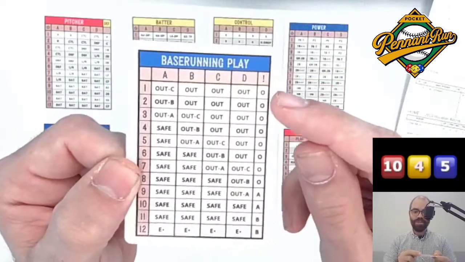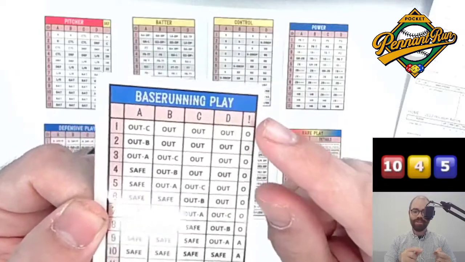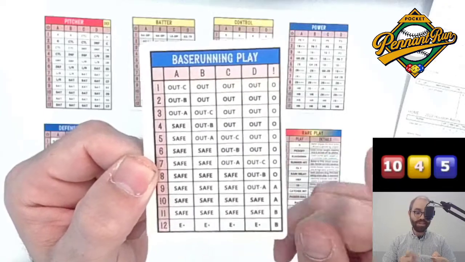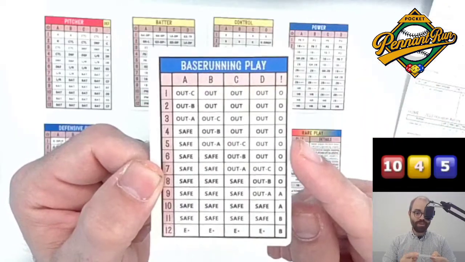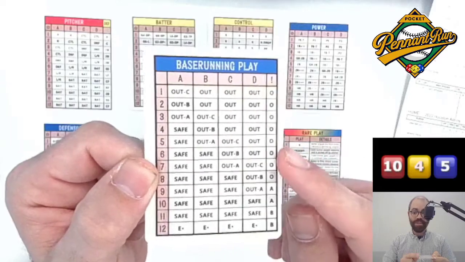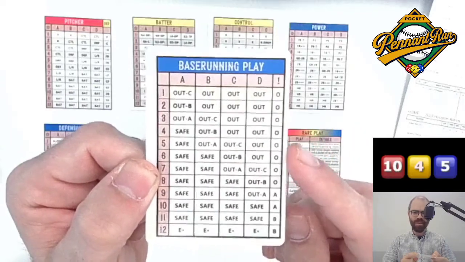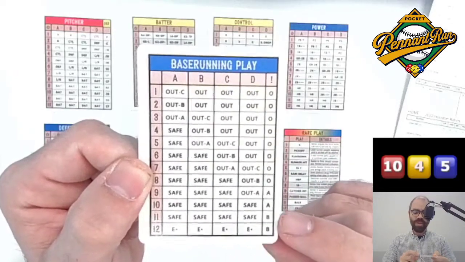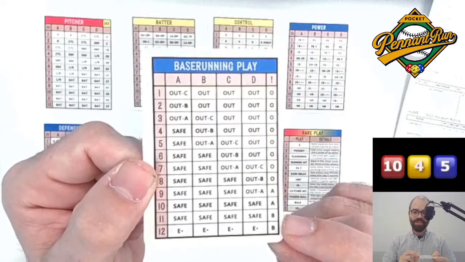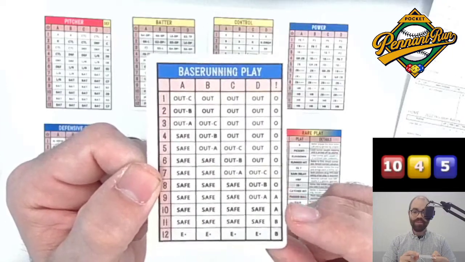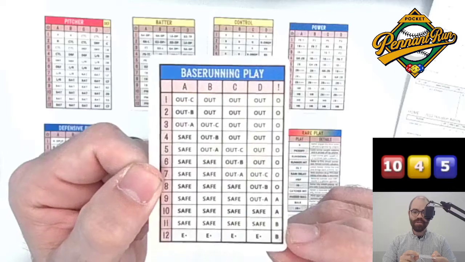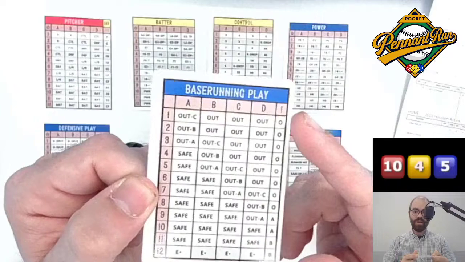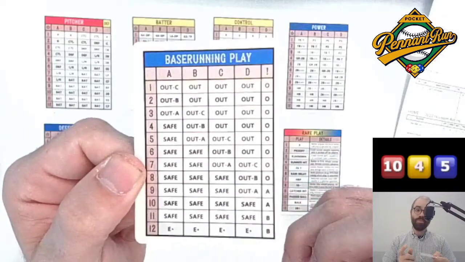We also have this new mini chart down here, this column that has an exclamation point, and this is used for plays like dropped third strike, breaking up double plays, stealing home, and rundowns. And that's all explained in the rule book. But generally, whenever this chart is used, if you land on 11 or 12, a B runner is safe. If you land on 9 through 12, an A runner is safe. And if you land on 8 through 1, that means that the batter or the runner is out.